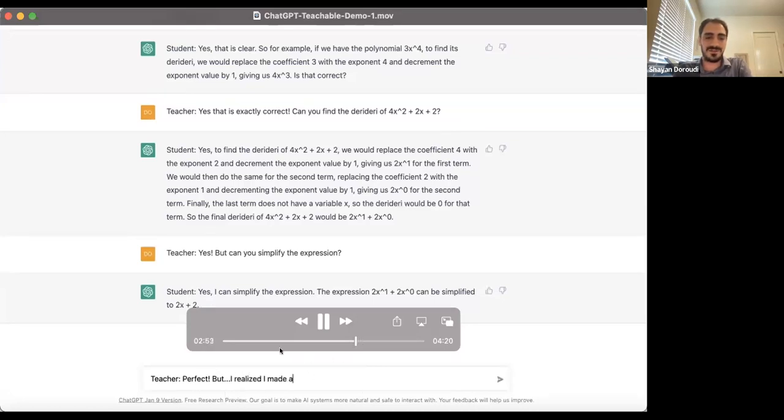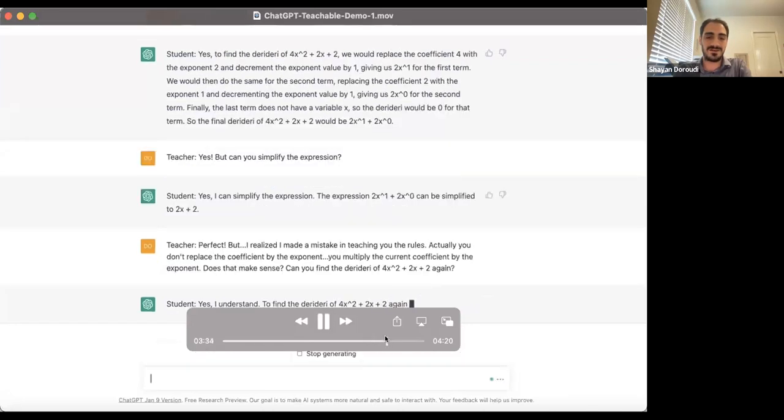Then here I'm saying I realized the mistake I made, which I actually knew ahead of time. I was just playing with it. And I teach it the correct rule. And what's really fascinating is it actually now learns how to do the correct procedure.